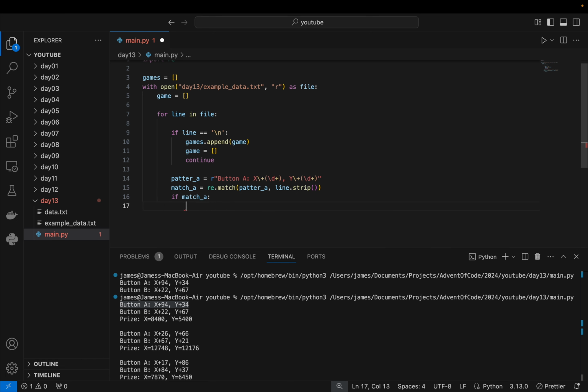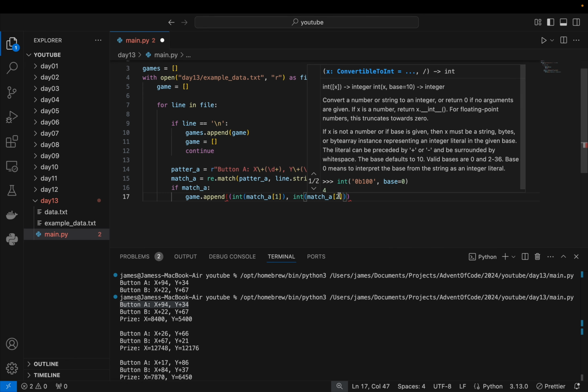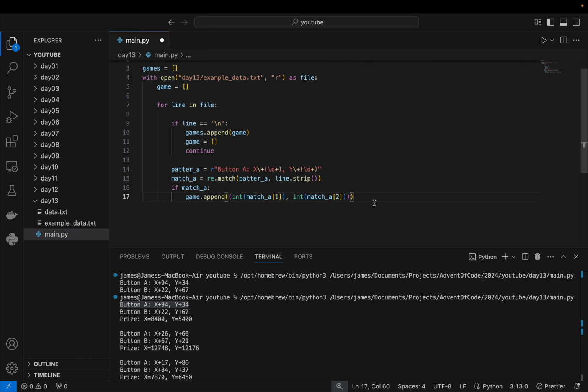that, so if it's true, then we're going to take our game object and we're going to append a tuple to it. And what is that tuple going to be? Well, we can extract everything from here. The 0th one is going to be the whole string. The first one will be this first capture group, and the second one will be this capture group. And at the minute that'll just put it all as strings, and I want them as integers, so I'm going to do that there. And now I'm going to quickly do the same for B and for the prize.